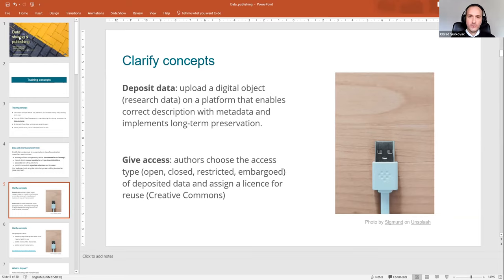Also, you have to articulate what it means to provide access, to give access to data. That means that data can be open, it can be closed or restricted to a certain group or reviewers, or embargoed. It can be open, but after a certain time. And also important when giving access is to provide a rights license on how to use or reuse that data, and instructions on how to reuse that data later on.